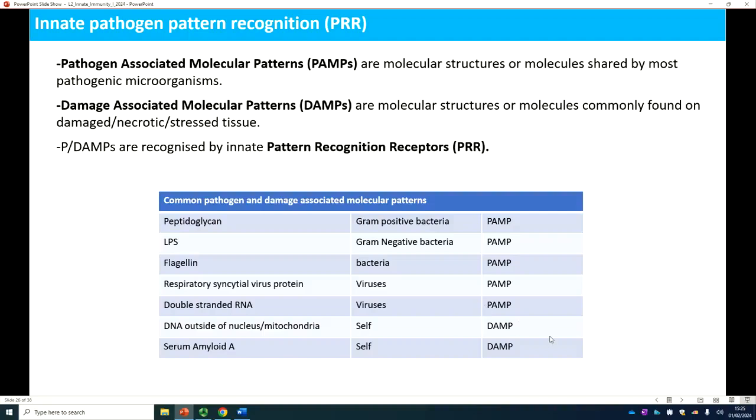And then for the damage-associated molecular patterns, we have DNA that's outside of a nucleus, serum amyloid A, also ATP or uric acid. There are other examples of damage-associated molecular patterns. Basically, something where it shouldn't be is also a good example of damage, so that will serve as a damage-associated molecular pattern. And these are all recognized, so PAMPs and DAMPs are all recognized by your pattern recognition receptors.